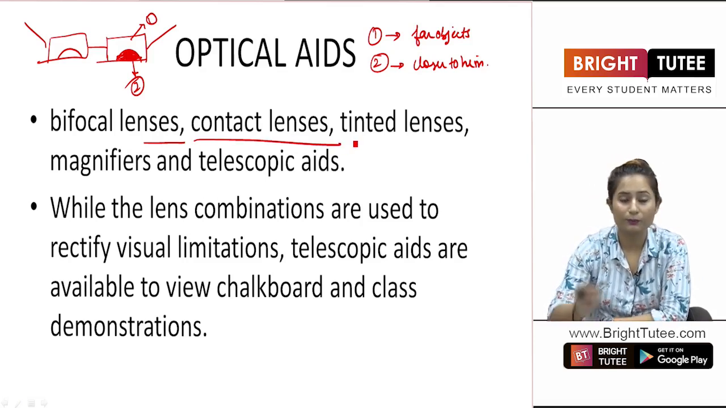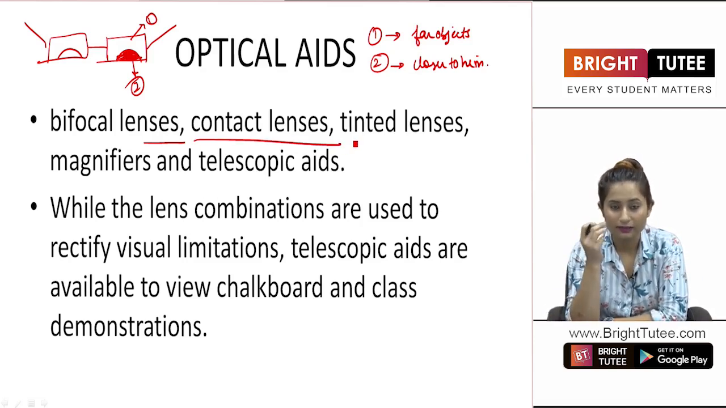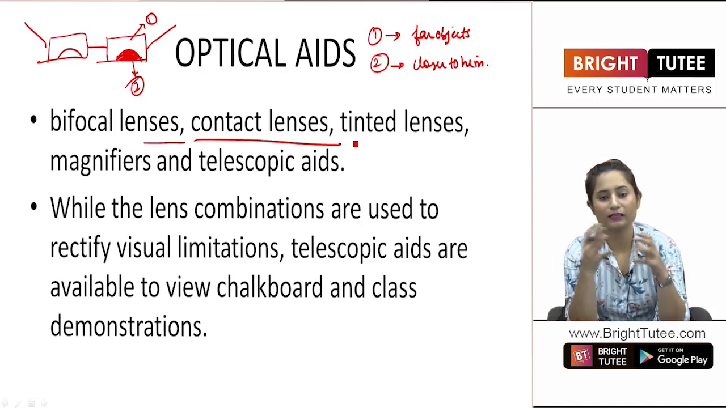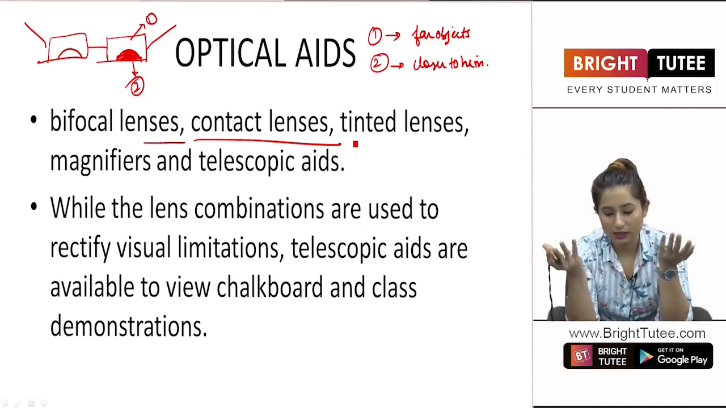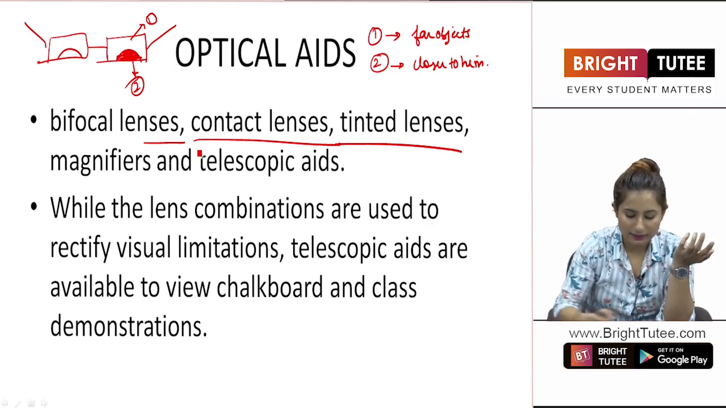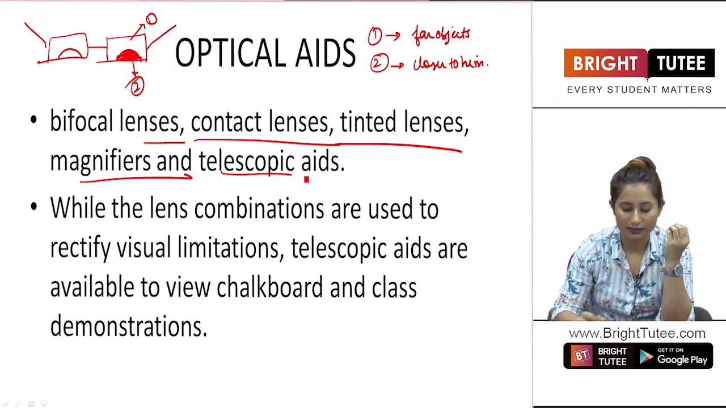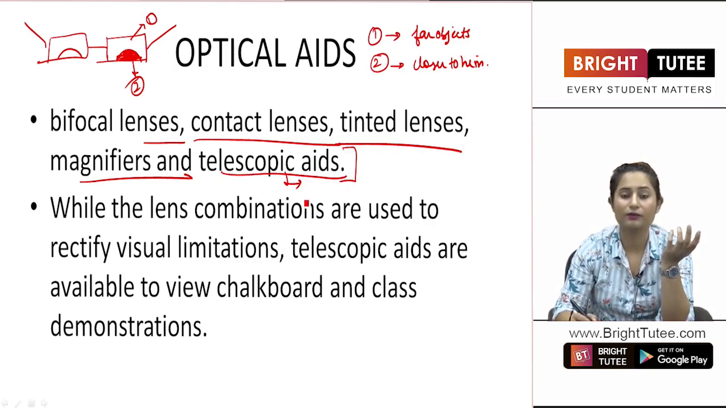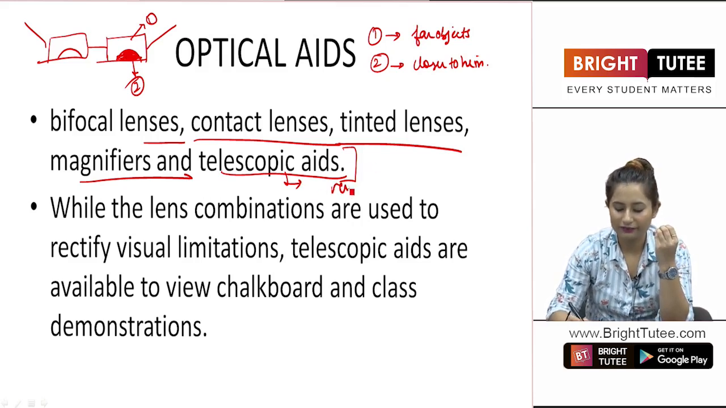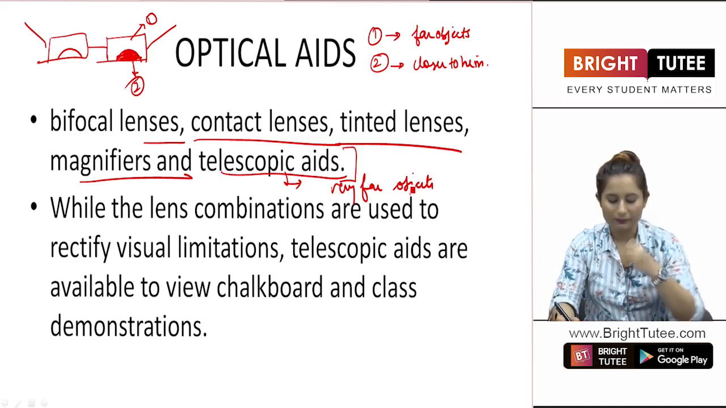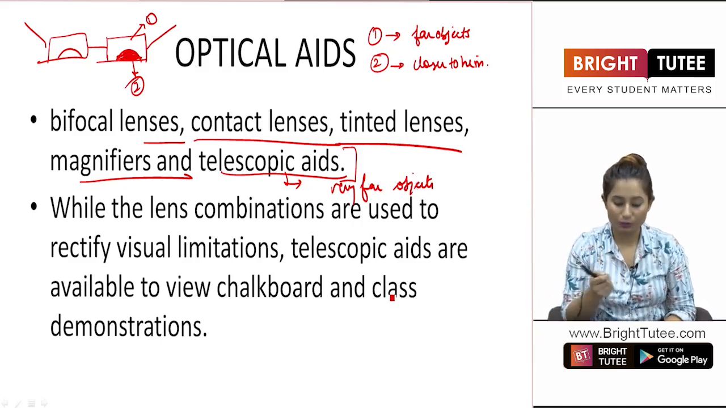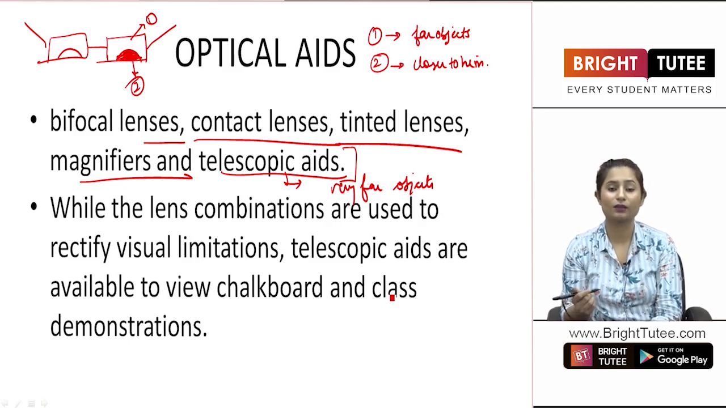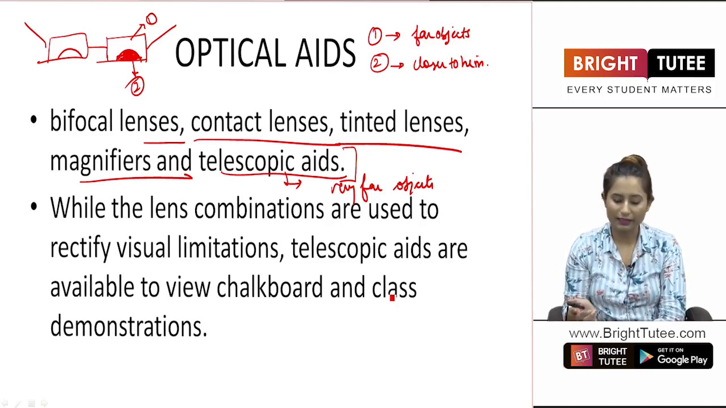Then contact lenses, we put lenses into our eye, right? That is also a kind of spectacle. Basically we are providing a lens to our eye. Then tinted lenses, then magnifiers and telescopic aids. All these are useful for our eye. With the help of telescopic aids, we are able to look at very far objects such as the moon, right? Magnifiers, basically we have magnifiers to look at very small objects present in our surroundings, right?